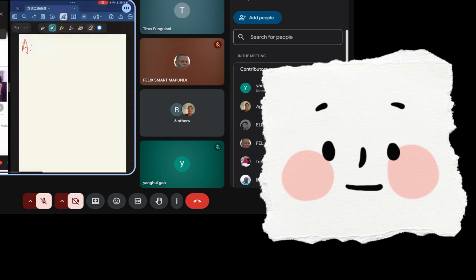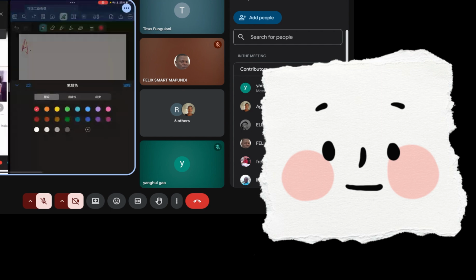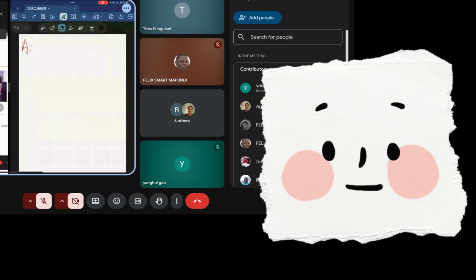请进, please come in. 门开着呢请进. And this is 请问. 请 is please. 问 is ask. 请问 is a very polite expression, and it can be used to attract someone's attention.